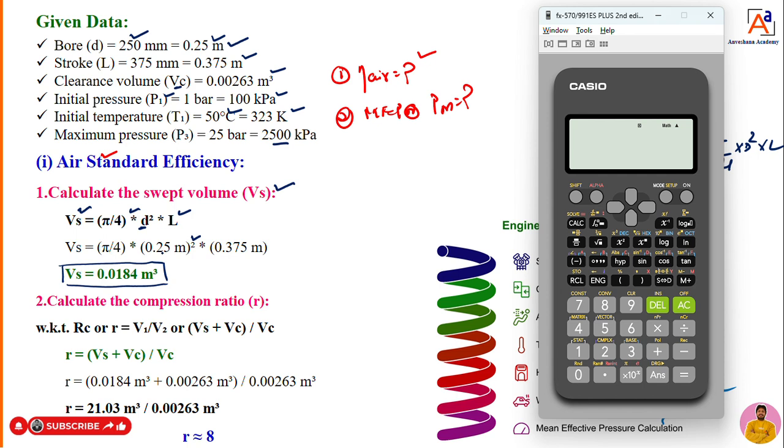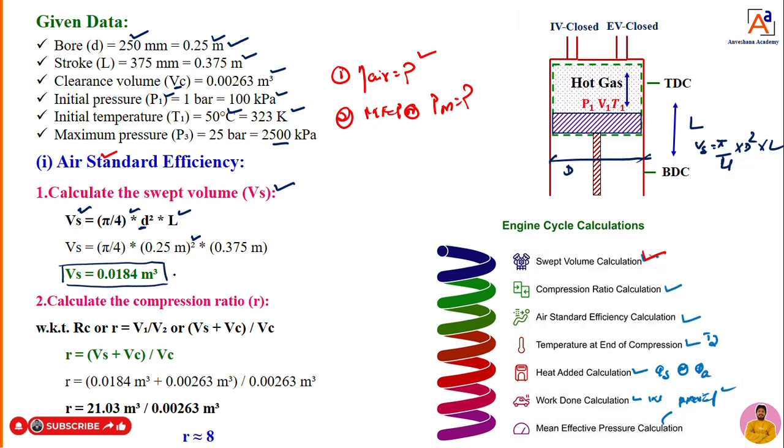Okay, you can substitute the values now. Pi by 4 into 0.25 square into 0.375 equals, how much did you get? 0.018 meter cube. That's the answer you got.